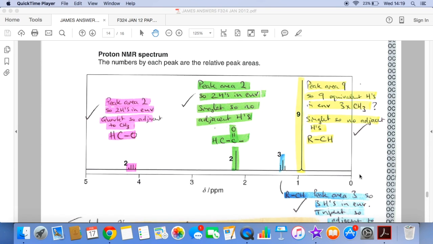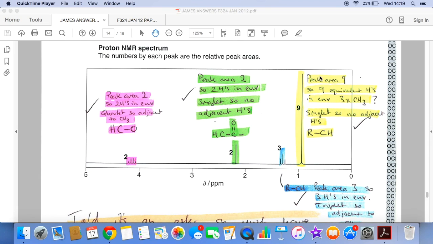And then the big thing here is the proton NMR, and I would be writing this in the exam actually on the spectrum. So let's start here. We've got a peak area of 9, so what does that mean? It means there are 9 equivalent hydrogens or protons in this environment, and the only way really you're going to have 9 protons is with 3 CH3 groups. The fact that it's a singlet means there are no adjacent hydrogens. In other words, there are no hydrogens within 3 bonds. Got to be within 3 bonds to cause any splitting. And the shift value is the RCH value from the datasheet.